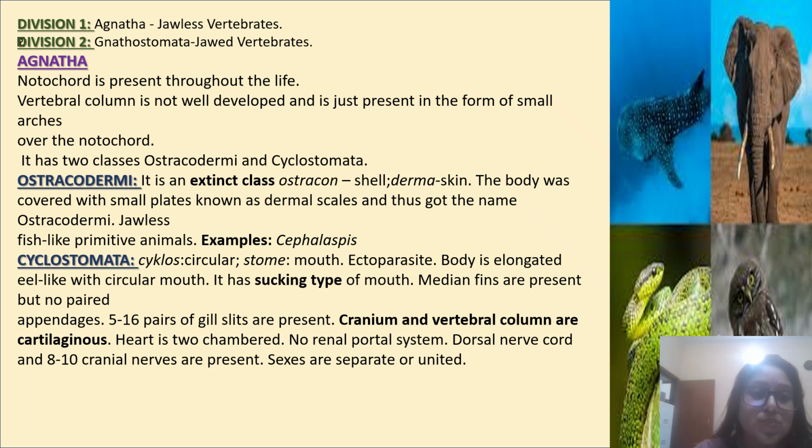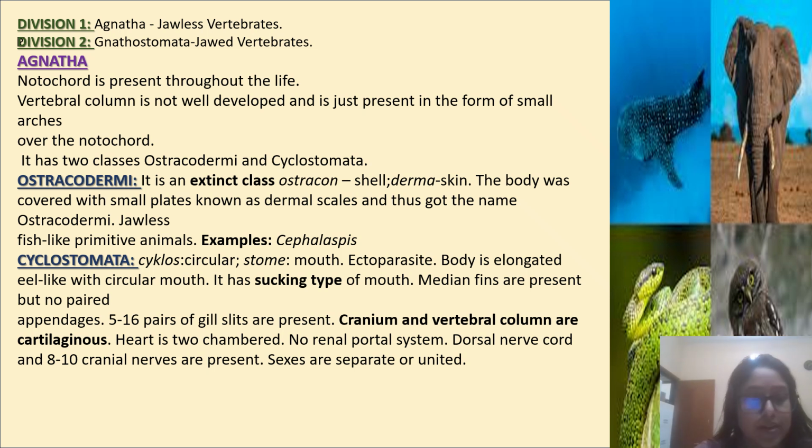Agnatha: notochord is present throughout the life. Vertebral column is not well developed and is just present in the form of small arches over the notochord. It has two classes, Ostracodermi and Cyclostomata. Ostracodermi is an extinct class. Ostraco means shell and derma means skin. The body was covered with small plates known as dermal scales and thus got the name Ostracodermi. They are jawless, fish-like primitive animals, for example Cephalaspis.